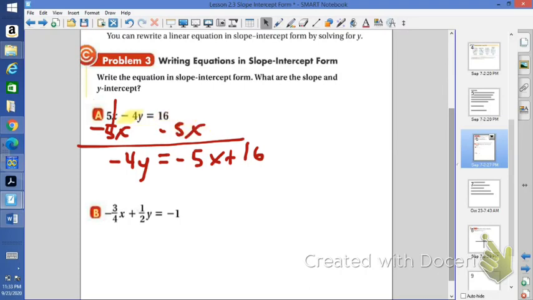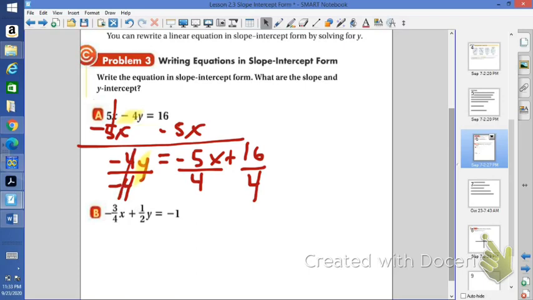All right, now we still haven't gotten y by itself. We have to get rid of the negative 4. So this is negative 4 times y. So now we're going to get rid of it by dividing by a negative 4. What you do on one side, you have to do to the other, and you have to do it to the entire other side. So I'm going to take the negative 5x and divide that by 4, and I also have to divide the 16 by 4.